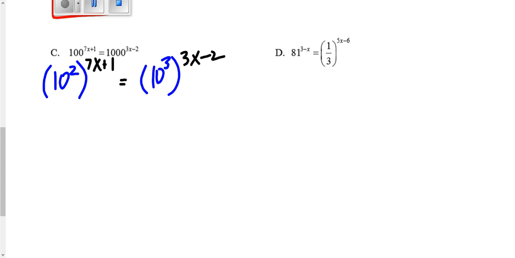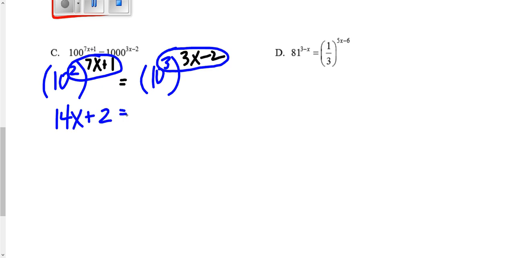And then once you find those same bases, so again, that step I just did is the most difficult, then use your properties of exponents to combine them, and you can actually ignore the tens. So 2 times 7x would be 14x. 2 times 1 is 2. And then if I distribute the 3, that would be 9x minus 6.